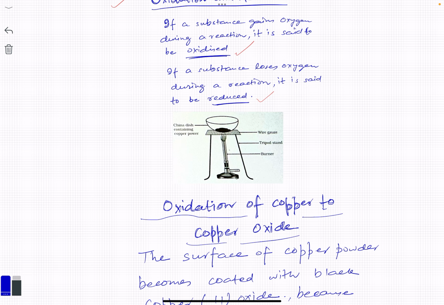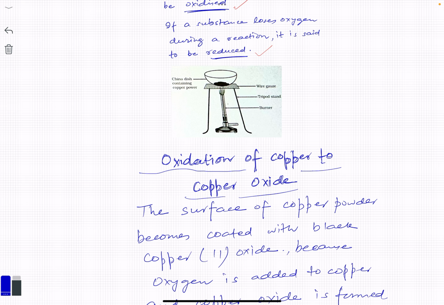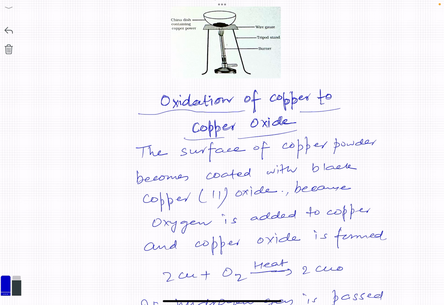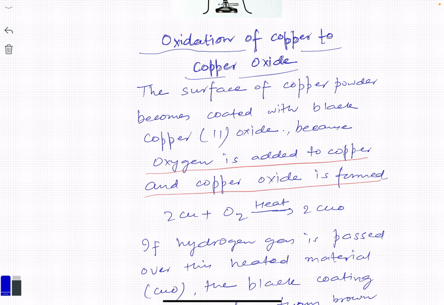We take a china dish which contains copper powder and heat it. The surface of the copper powder becomes coated with black copper(II) oxide because oxygen is added to copper and copper oxide is formed. So this is the oxidation of copper to copper oxide. The chemical equation is 2Cu + O2, when heated, gives 2CuO. This means copper is oxidized to copper oxide.